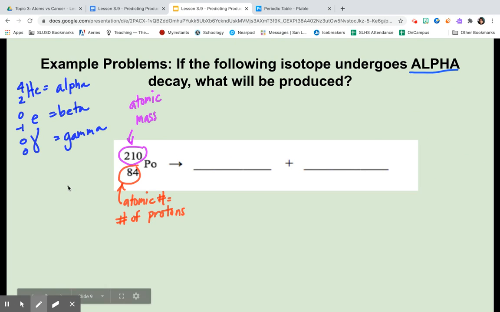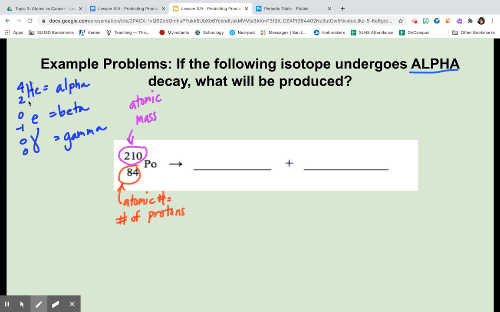Okay, so what if I have a problem like this, where I start out with a parent isotope, an unstable isotope that's going to split off? In this particular problem, it says, if the following isotope undergoes alpha decay, what will be produced? So I know that it's going to go through alpha decay, right? So there are a couple things I need to remember before I start this problem.